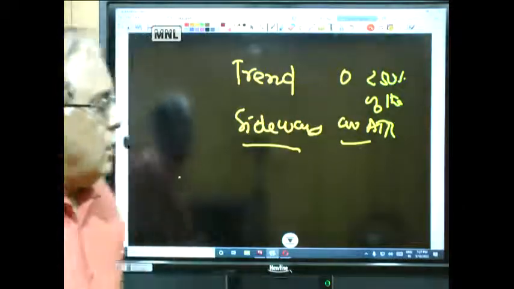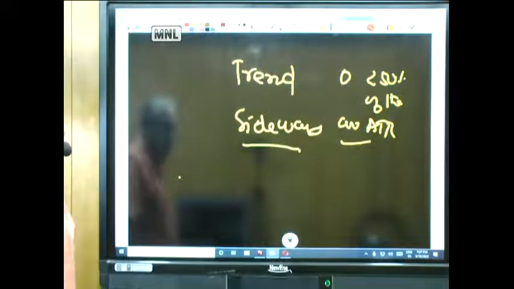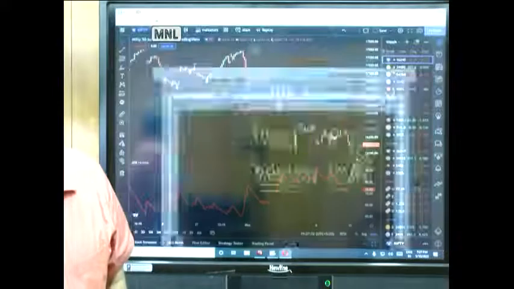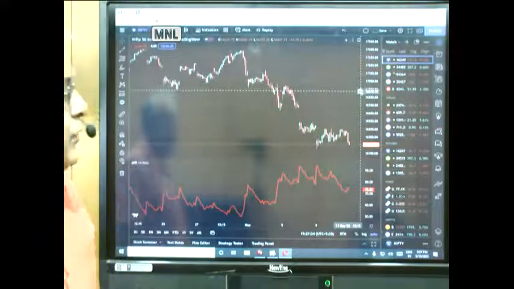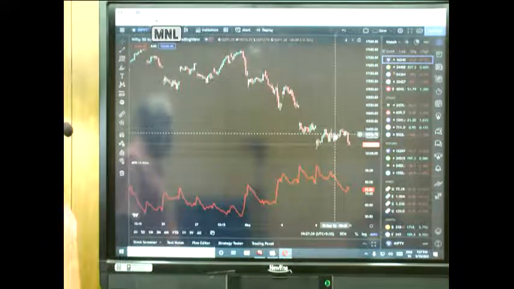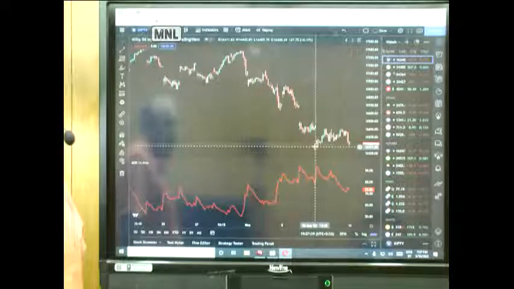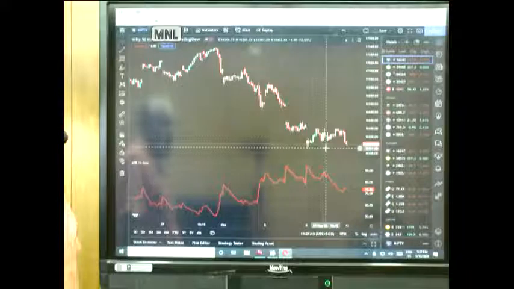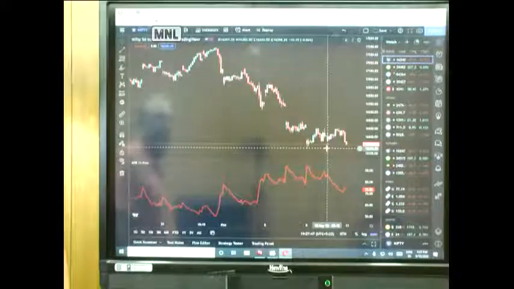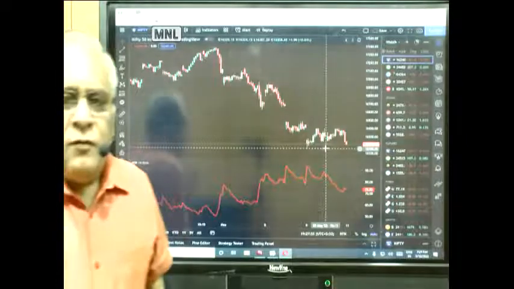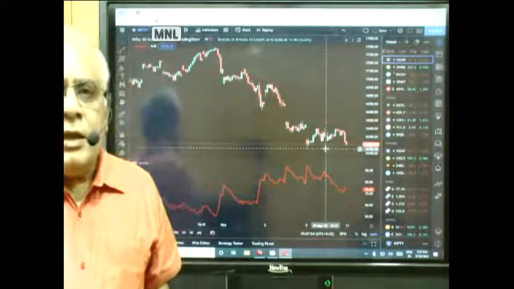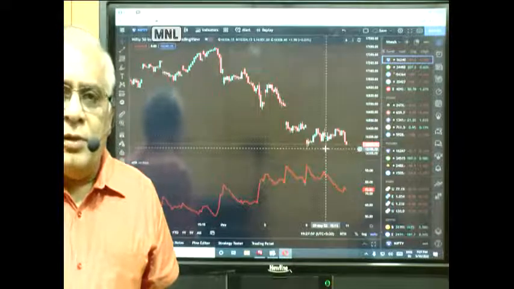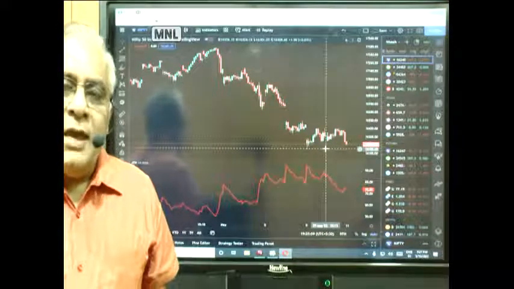So what happens today? This is yesterday's thing, and this is today's open. Today's open is 16,257, and yesterday's close was 16,308. It's only 51 points. So very clearly there could be a good possibility of a significant move either on the upside or the downside.